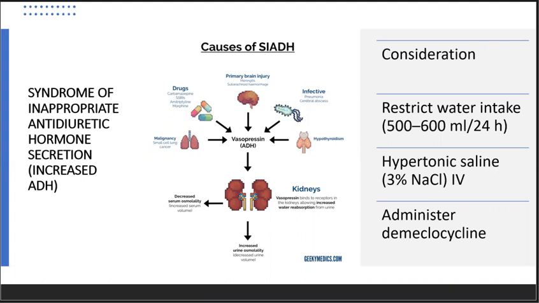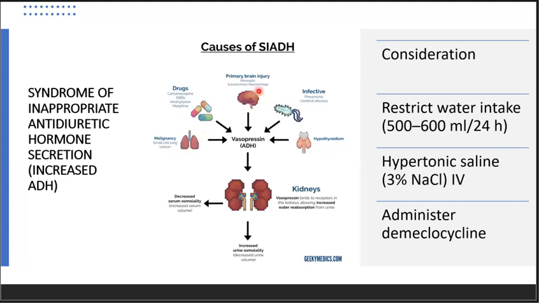In this condition, the body makes too much antidiuretic hormone. This hormone helps the kidney control the amount of water the body loses through the urine. So SIADH would actually cause the body to retain too much water. So you can see some of the causes here.